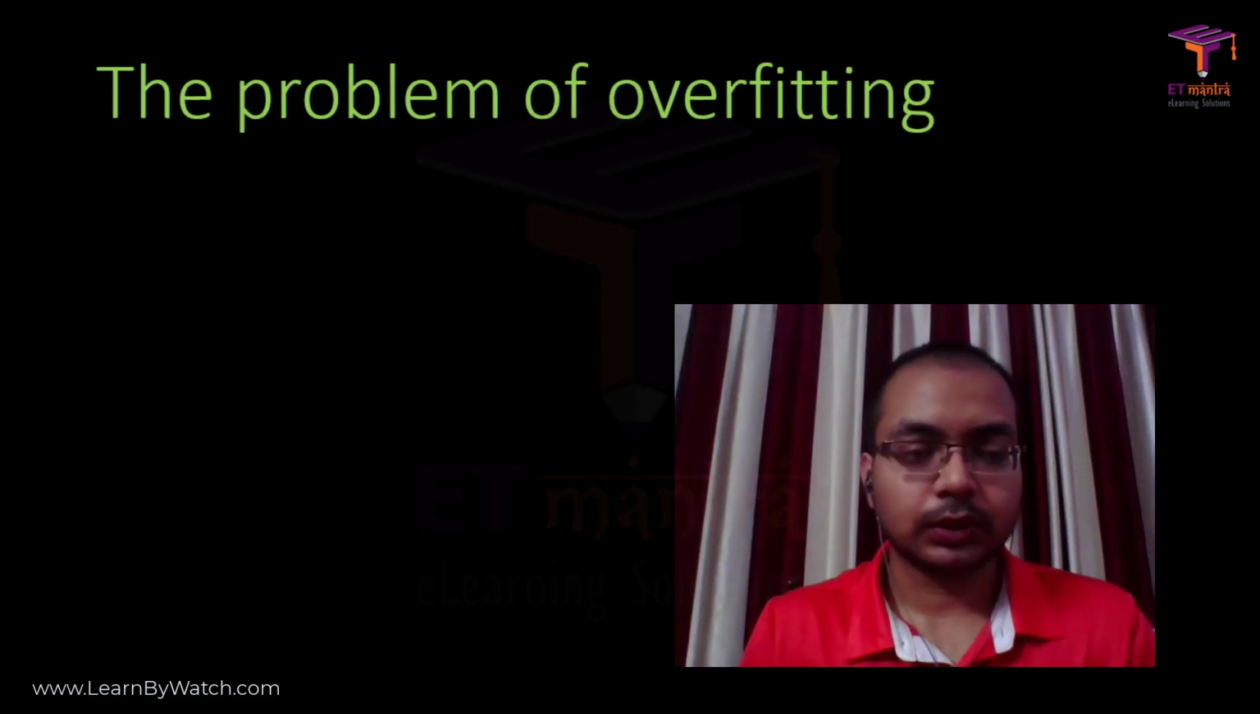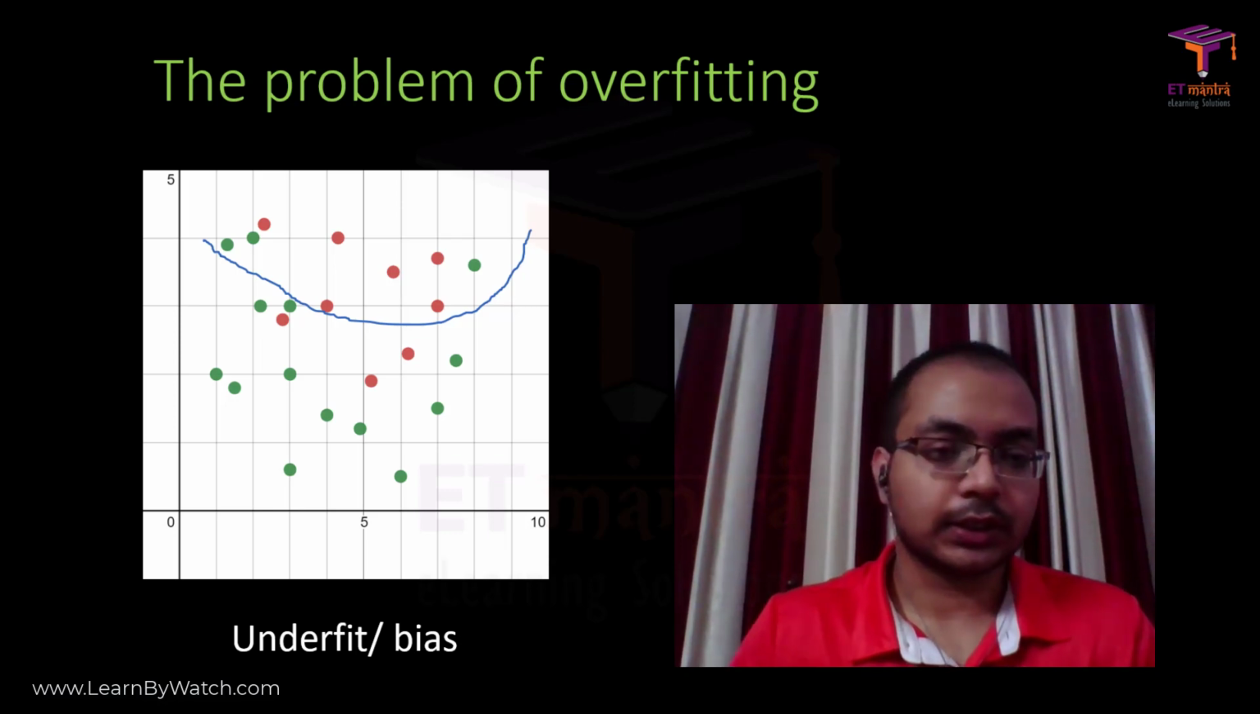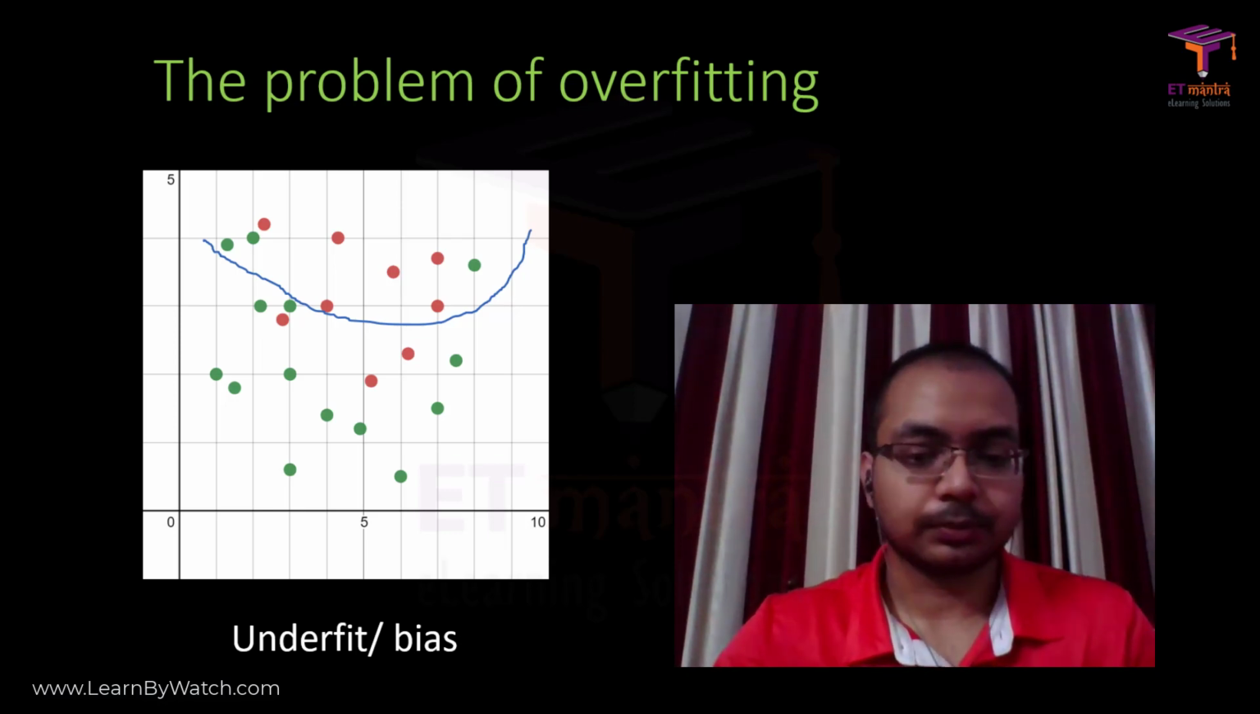I will show you three graphs. So this is the first one. We have used the same data set from the previous presentation, and suppose we need to classify and separate out the red dots from the green ones. Suppose the red dots are the non-cat pictures and the green ones are the cat pictures. So the blue line is the decision boundary.